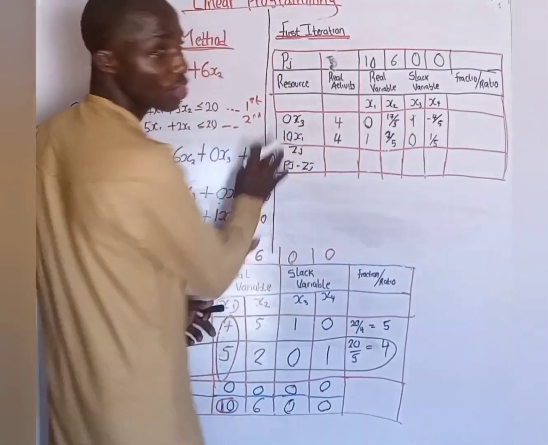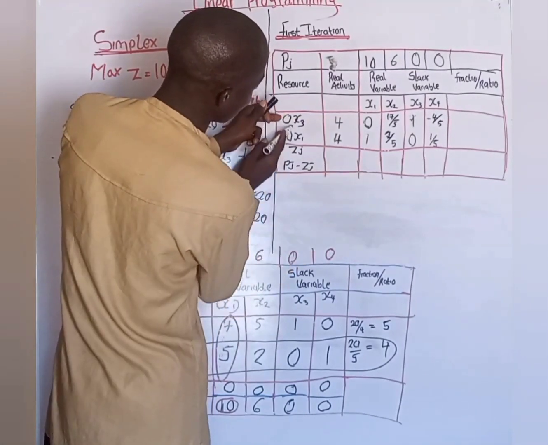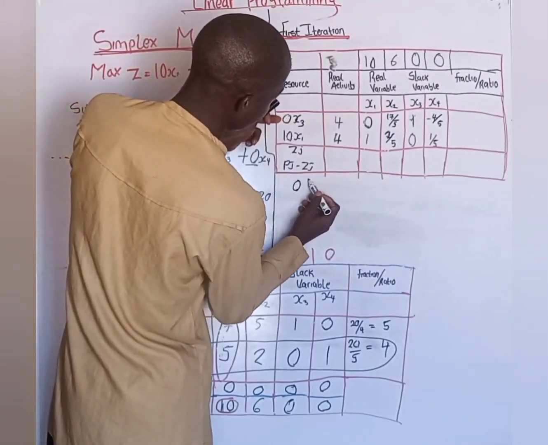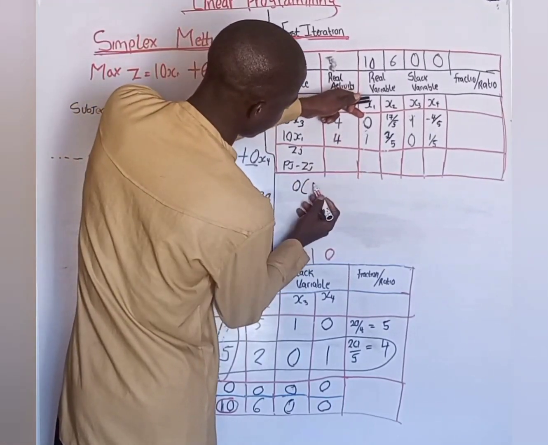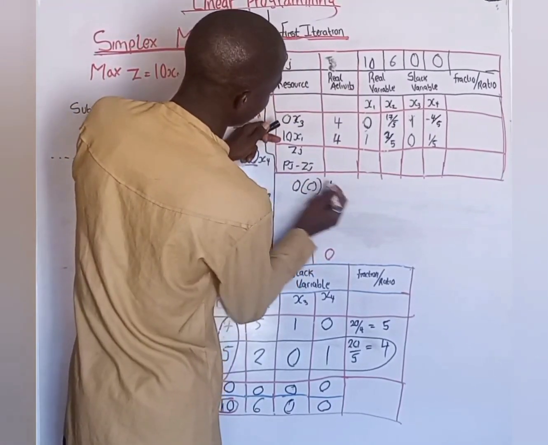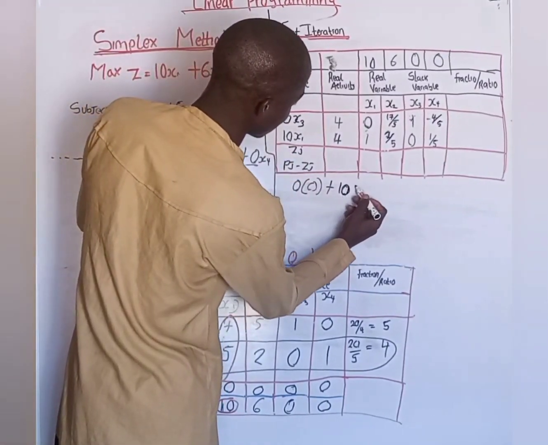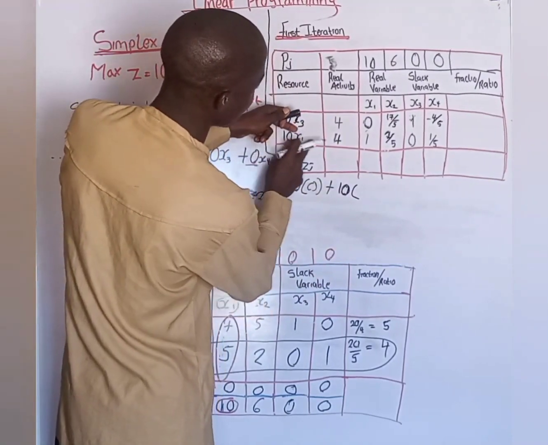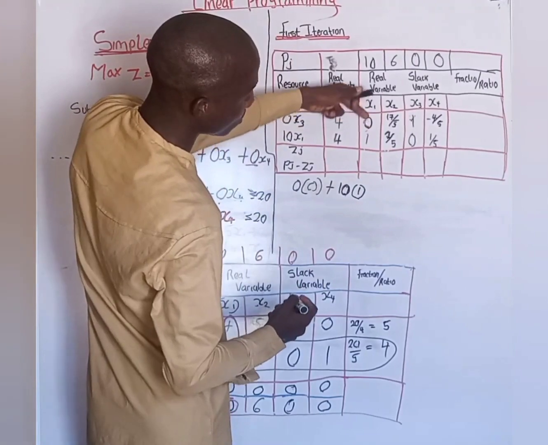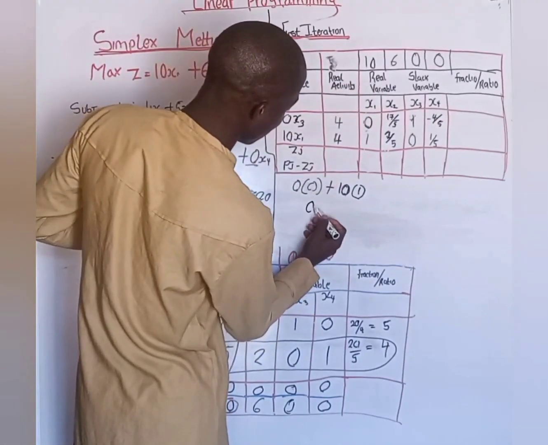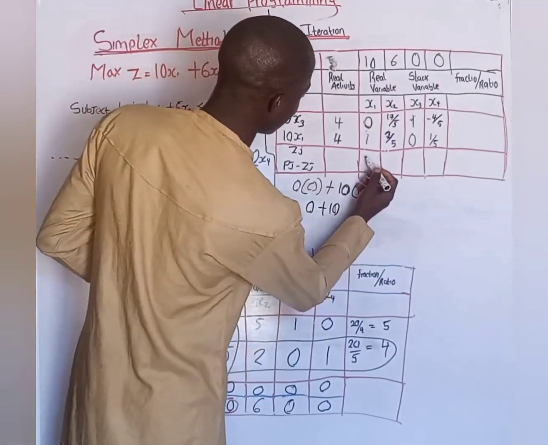How do we get the Zj of this column? The Zj of this column is equal to 0 into bracket, the value of x3 in that column, plus 10 into bracket, the value of x in that column, which is 1. So the Zj of this column is 0 plus 10, and that gives us 10.